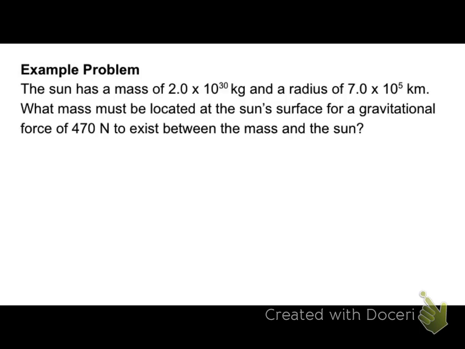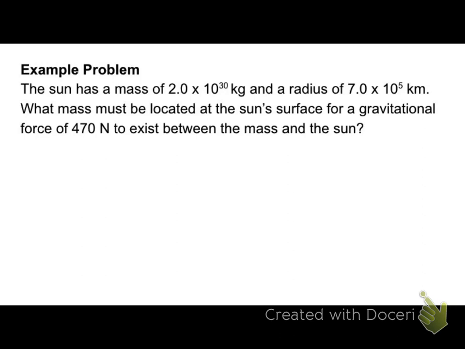Here is our very first example problem using that lovely universal gravitation law. Okay. So if the sun has a mass of 2.0 times 10 to the 30 kilograms, and its radius is 7.0 times 10 to the 5 kilometers, what mass must be located at the sun's surface for a gravitational force of 470 newtons to exist between the mass and the sun?